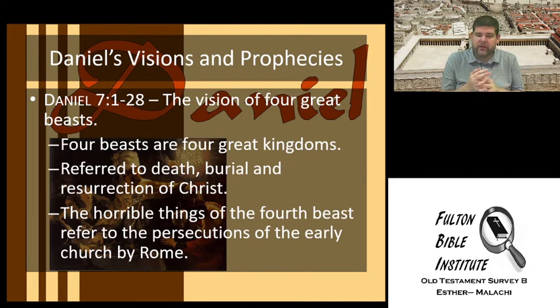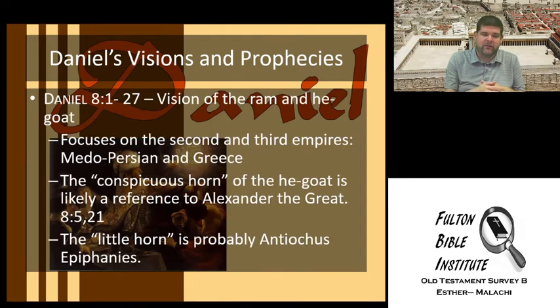The horrible things the fourth beast did refer to the persecutions of the early church by Rome. When the Romans began to persecute the early church, Daniel will prophesy about that in Daniel 7. Then we get to Daniel chapter 8. Daniel 8, verses 1 through 27, speaks of the vision of the ram and the he-goat. This focuses on the second and third empires that were reigning. That is the Medo-Persian Empire and the Grecian Empire.